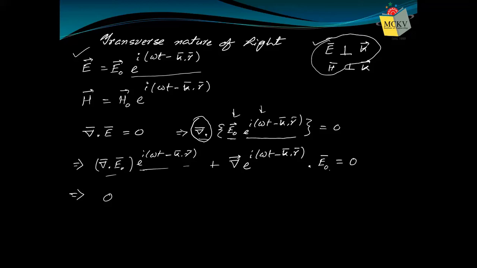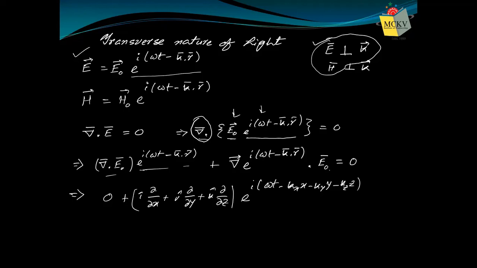Now the second one, this quantity. Let's write it properly: i del/del x plus j del/del y plus k del/del z. Here I am showing all the calculations. Afterwards, when you are prepared, you need not show all this calculation. Even in books, this calculation is done in two lines. i omega t minus k dot r, where k dot r is kx x plus ky y plus kz z, dot E naught equals 0.